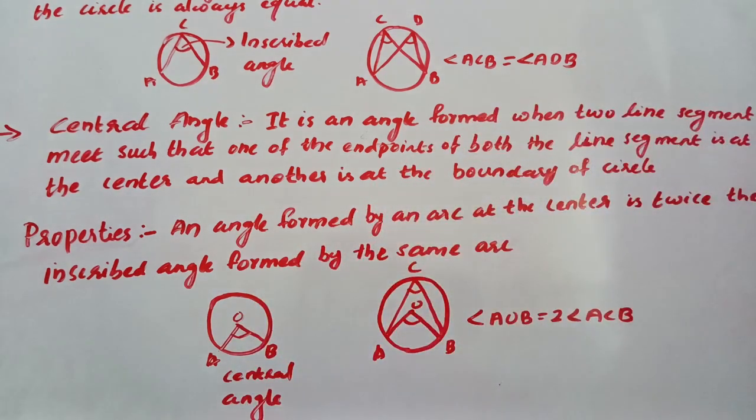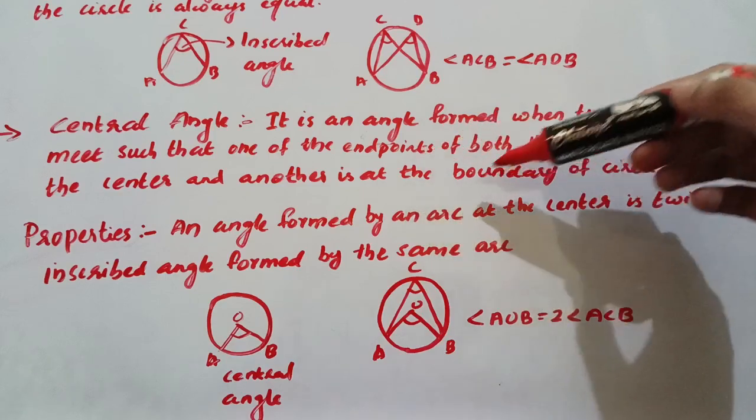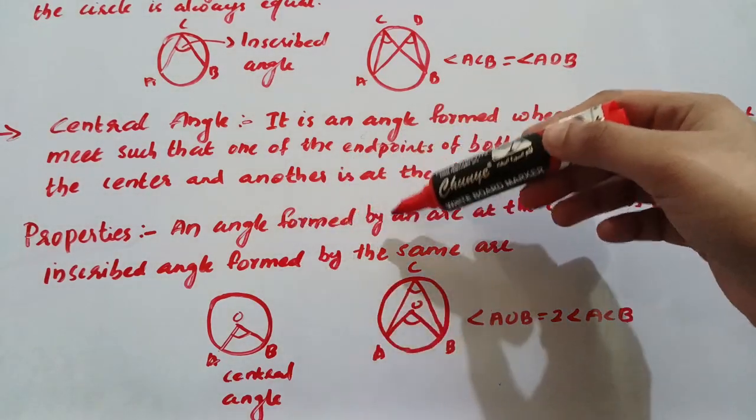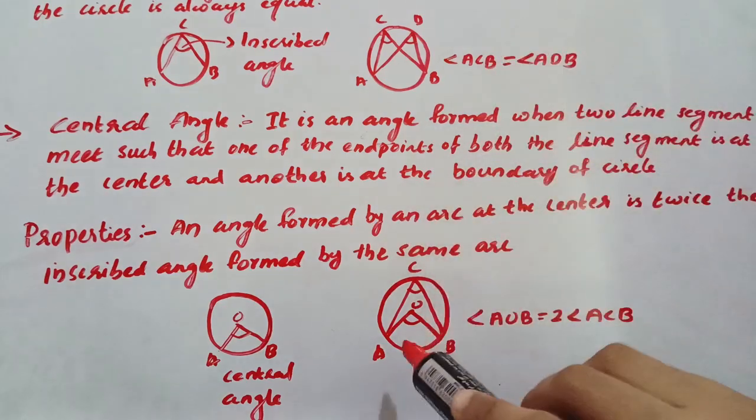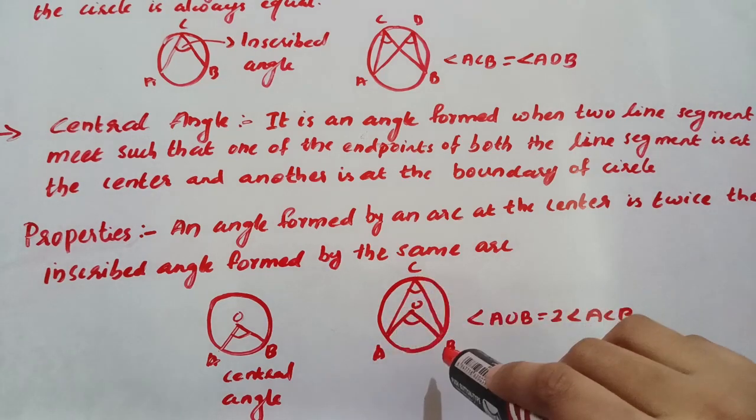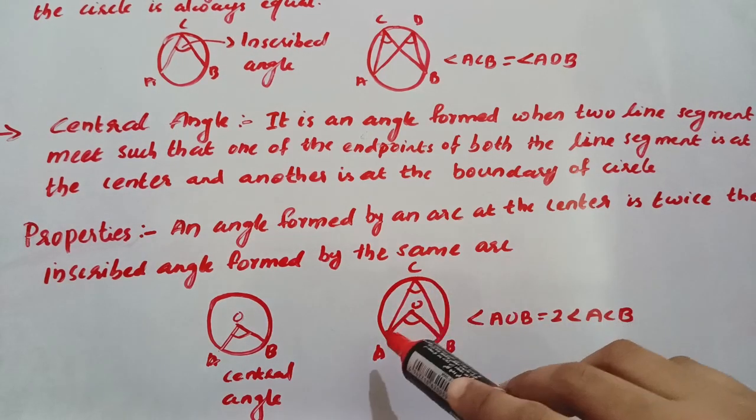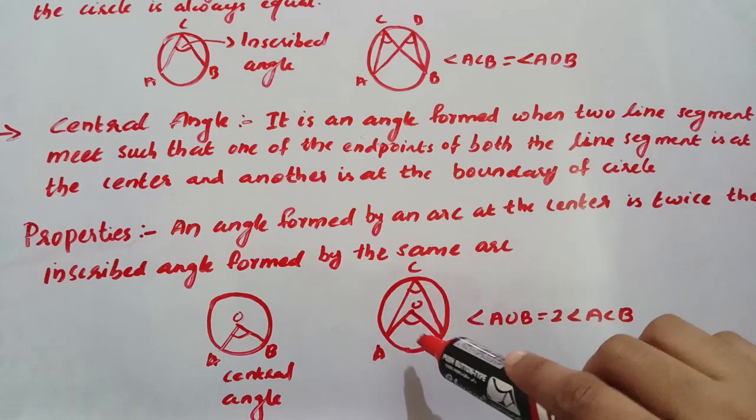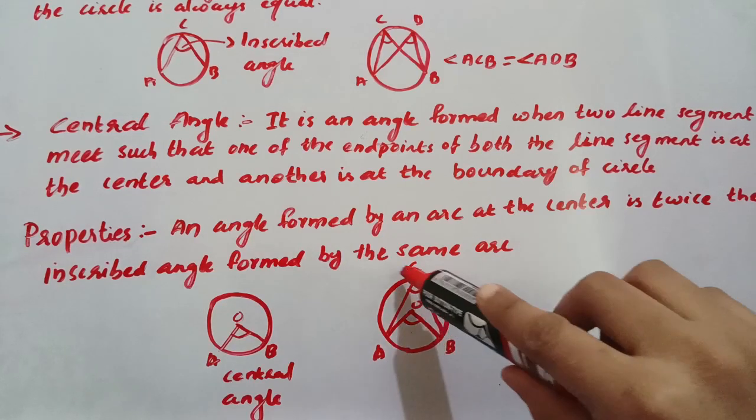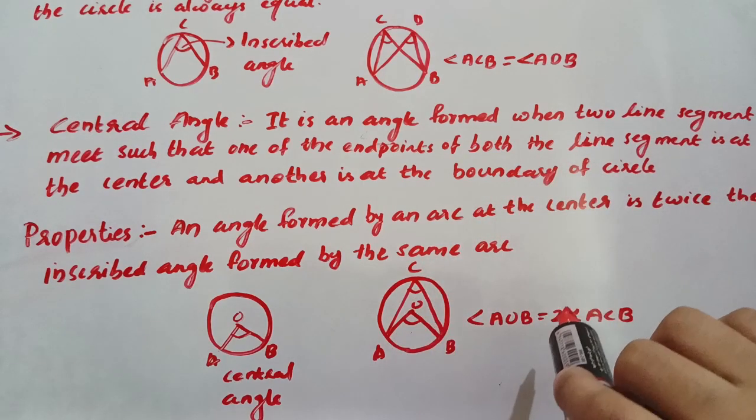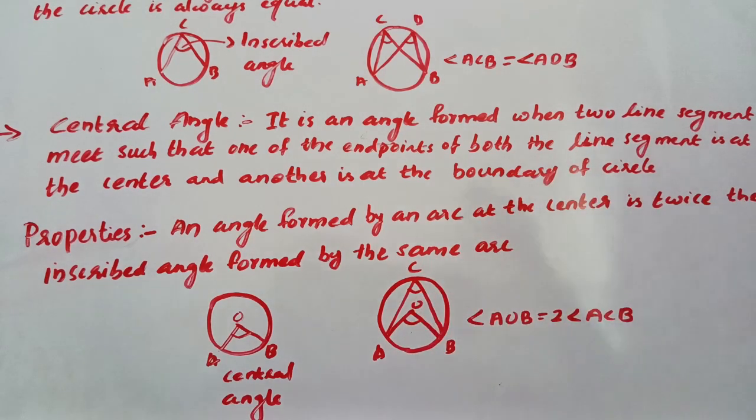Then properties of central angle is that an angle formed by an arc at the center is twice the angle inscribed angle formed by the same arc. That is, central angle is angle AOB and inscribed angle is angle ACB. Then properties say that angle AOB is equal to 2 into angle ACB. Therefore, angle AOB is equal to 2 times angle ACB.